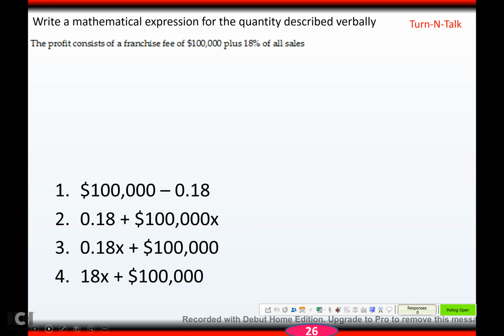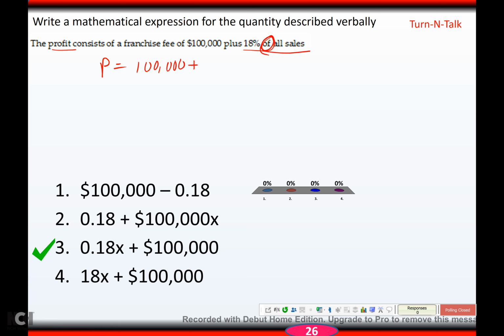Alright, push pause and work the problem, and we're back. Hopefully you got number 3. If not, let's look why. The profit consisted of a franchise fee. Profit is what you get, so we're talking to the good. Alright, the profit consists of a franchise fee of $100,000 plus 18% of all sales.